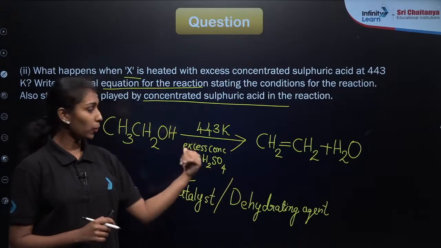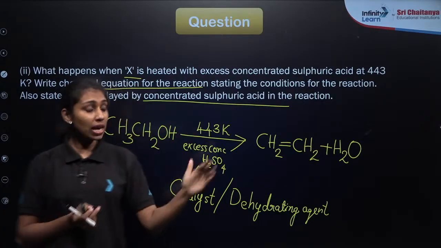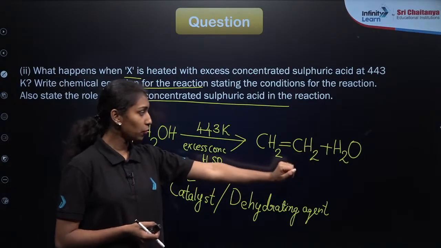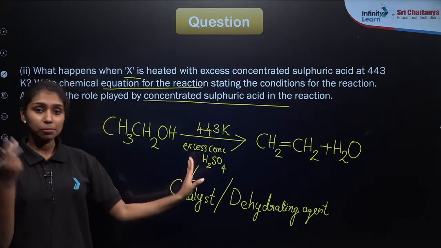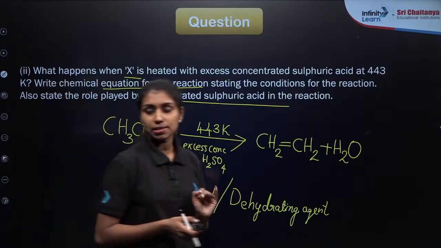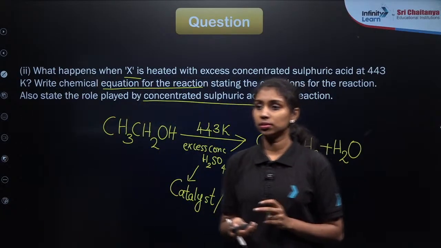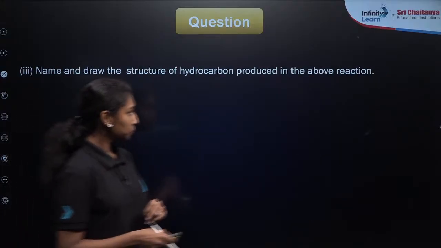This reaction is very important in the case of properties of ethanol. So ethanol will be converted into unsaturated hydrocarbons, especially in the case of ethene molecule. So whenever it is treated, this condition is very important: a high temperature of 443 Kelvin in the presence of concentrated sulfuric acid. Okay, fine. Now we are moving to our next question.